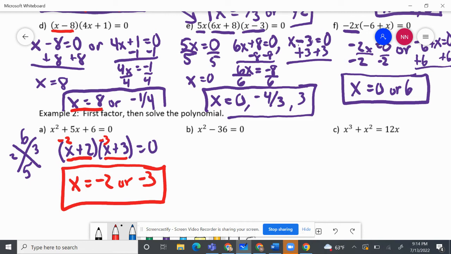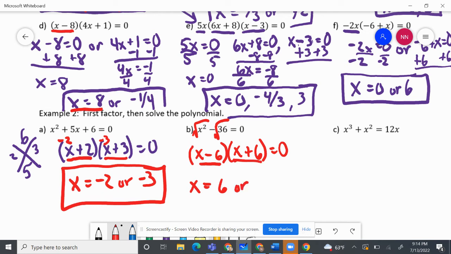Now, looking at letter B, this right here is a special factoring pattern. Notice that it's a difference of squares. So we have x minus 6 and x plus 6. What we're going to do is solve it by doing the opposites. The opposite of minus 6 is a positive 6. The opposite of a positive 6 is a negative 6.